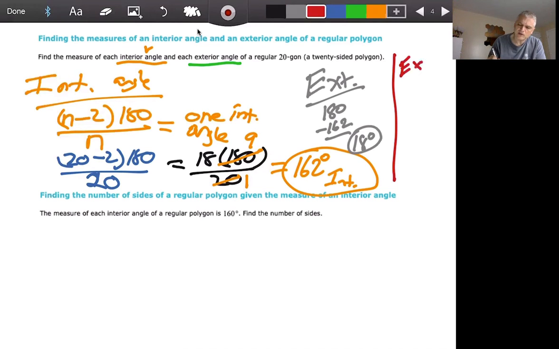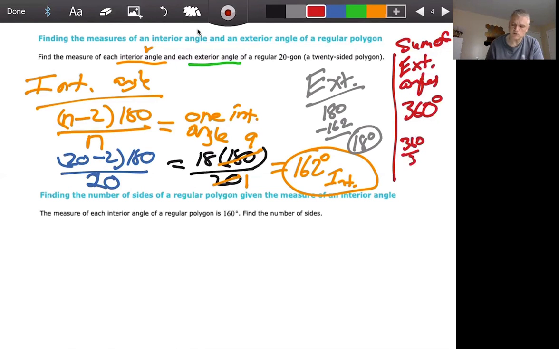The exterior angles have a sum. The sum of the exterior angles is always going to be 360 degrees, and it doesn't matter how many sides there are. We just saw that the exterior angles of the equilateral triangle were 120. Well, that's 360 divided by 3. It's 120.